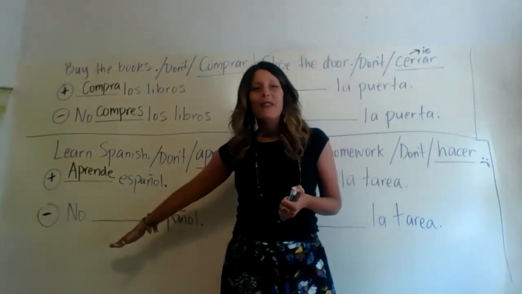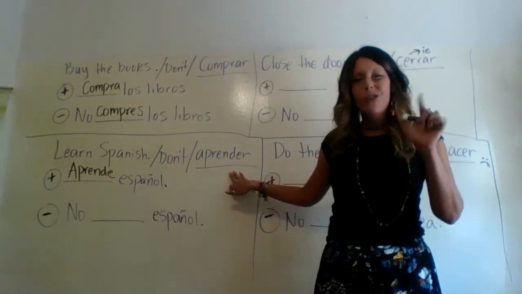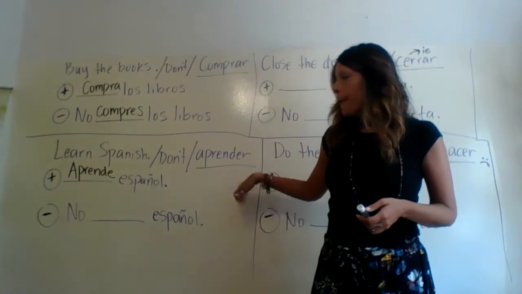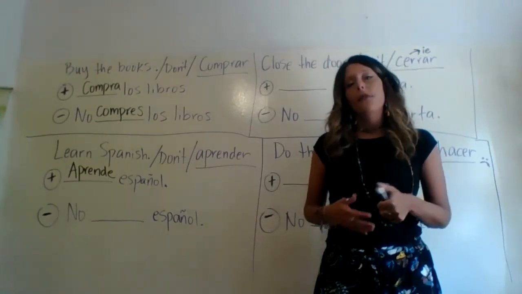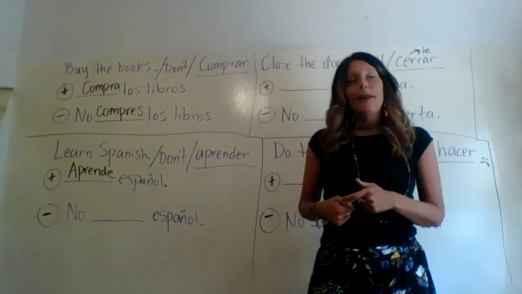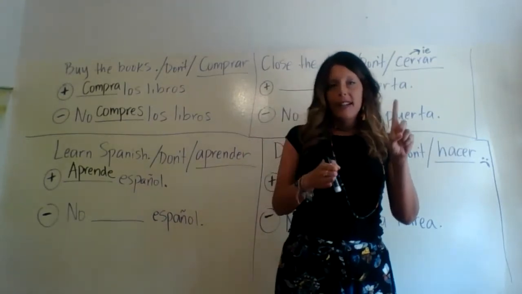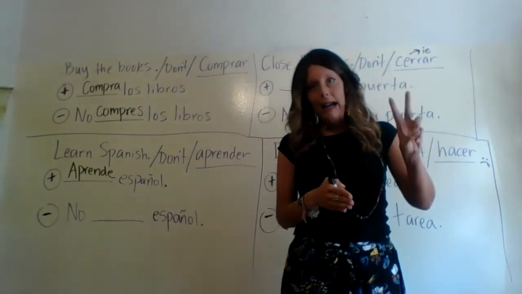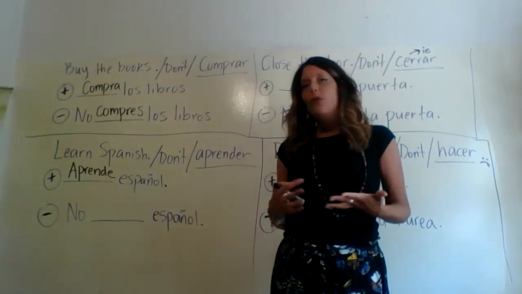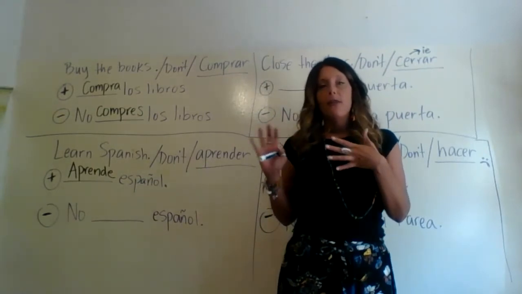For the negative informal tú command with the verb aprender, to say, you know what, never mind, don't learn Spanish. Learn French or whatever. If I wanted to make the negative, our starting point, we remember, is first we have to form the formal usted command, and then we have to add an S to the end of it. So if I go through the steps, just talking us through it, we have to make the formal usted command, add an S.